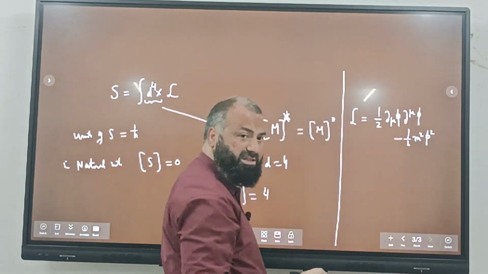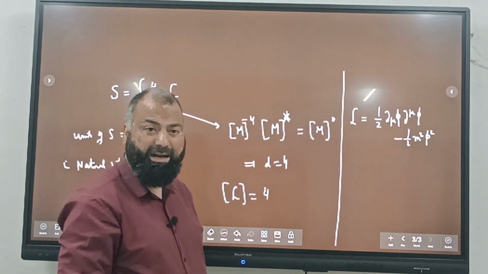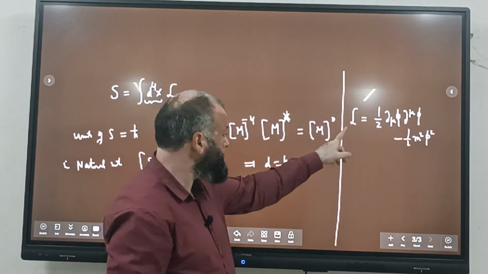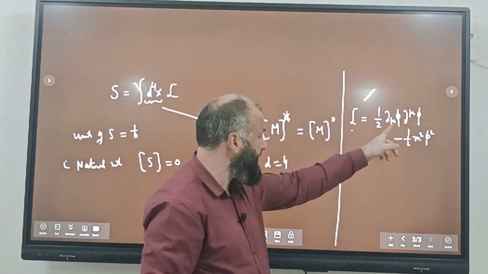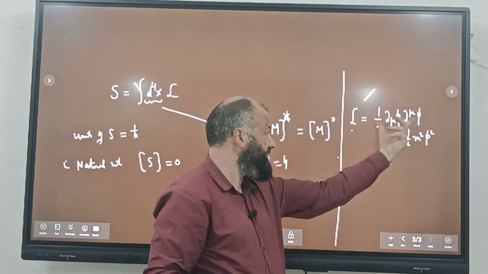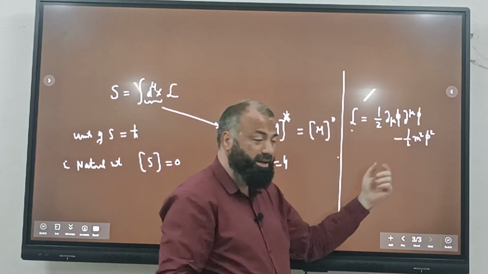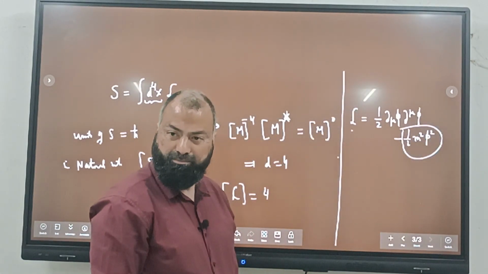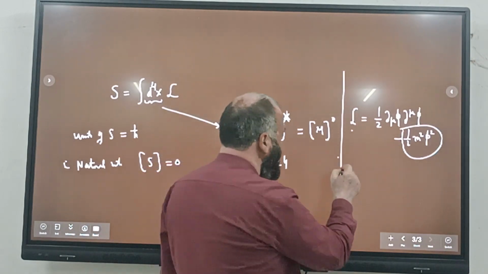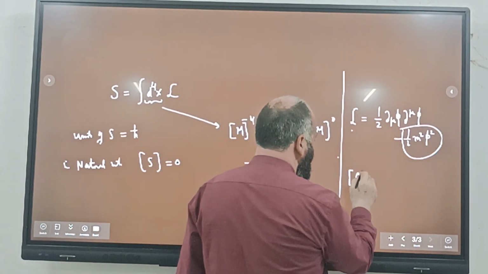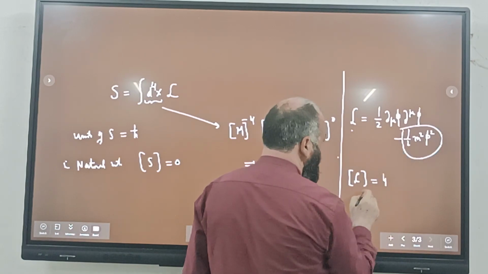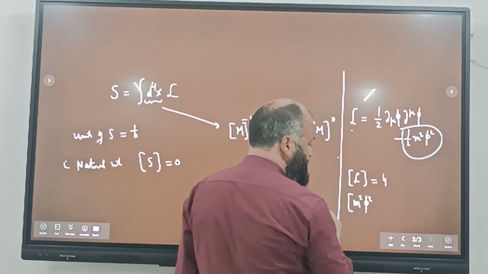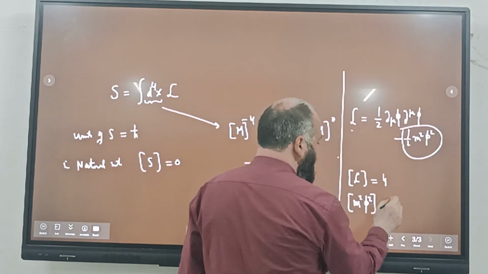Now the principle of homogeneity says that if you write a quantity, the dimension of each term must be the same, is it? So the dimension on the left hand side should be the dimension on the right hand side, and the dimension of each term on the right hand side should be the same. So let me pick up this very term because this is very simple to do. Clear? So now what is the dimension of L? The dimension of L is equal to 4. So now I have, therefore, the dimension of this m square phi square.